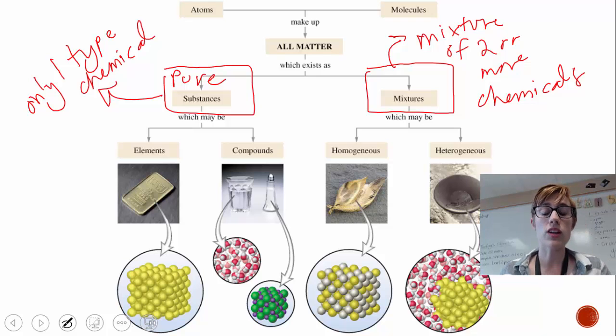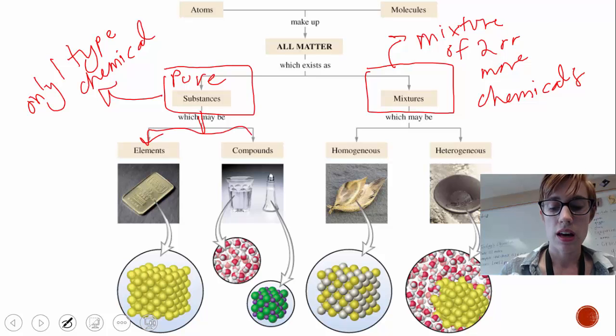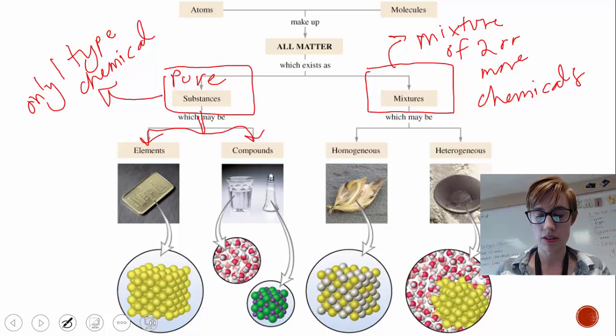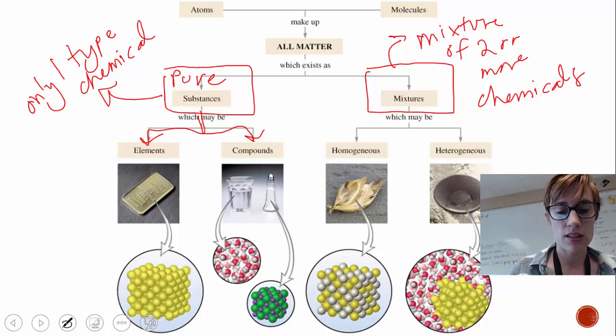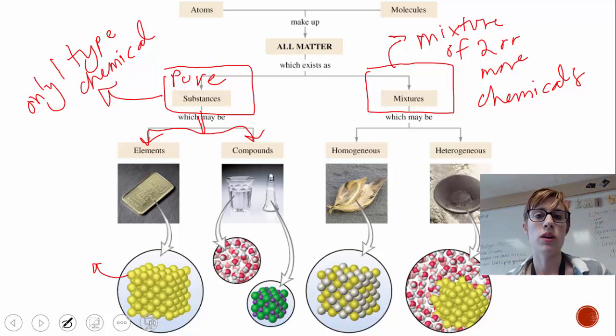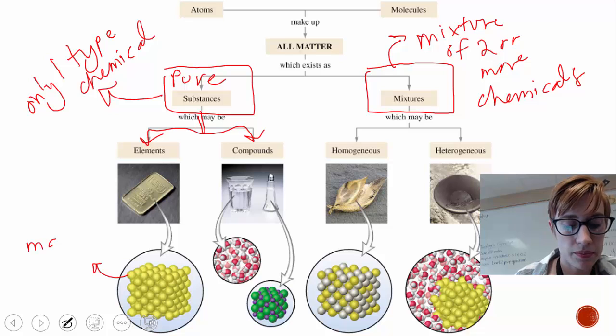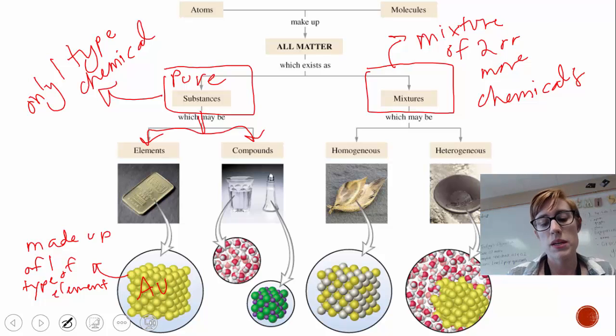Now, we can actually break this down into smaller categories. A pure substance can be broken down into an element or a compound. Essentially an element is when that one type of chemical is made up of one type of element. We know the periodic table of elements has lots of elements on there, and something we categorize as an element is made up of only one type of element. This piece is made up of gold, so it's made up of only the symbol Au, the symbol for the element gold.